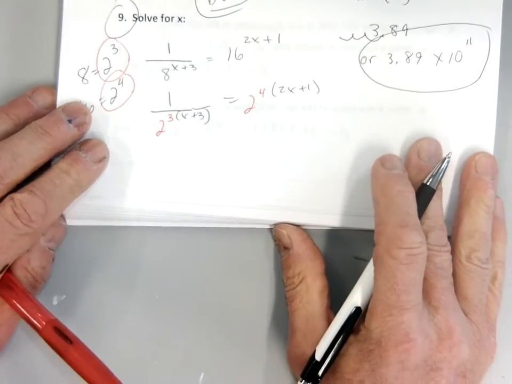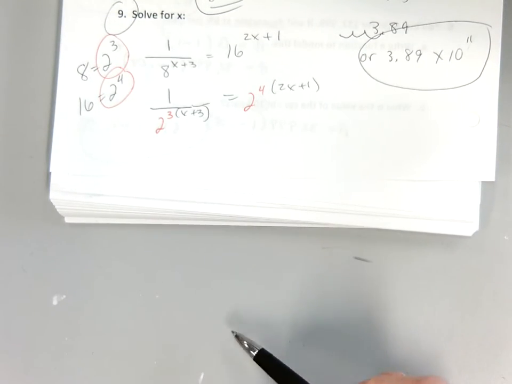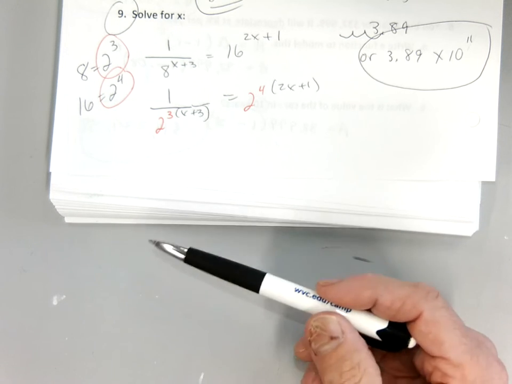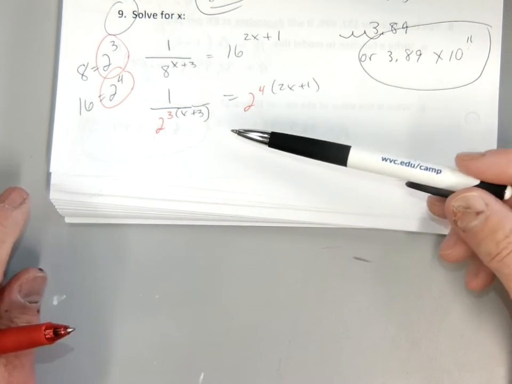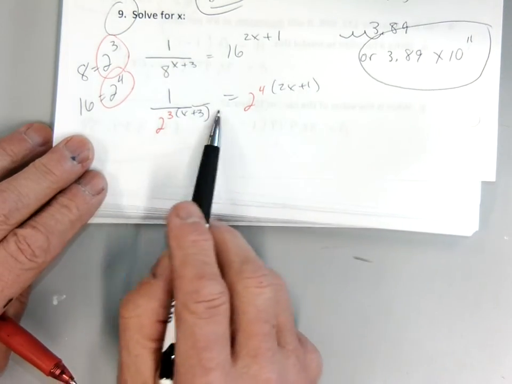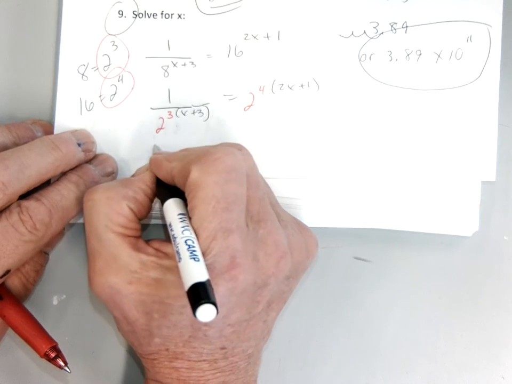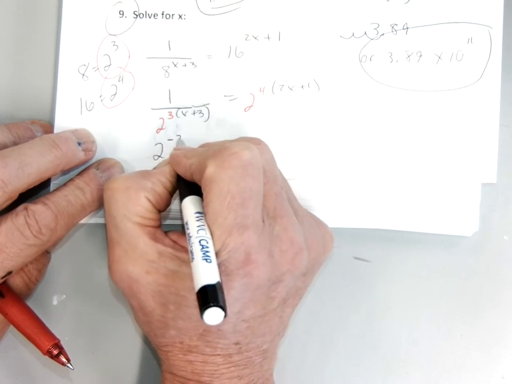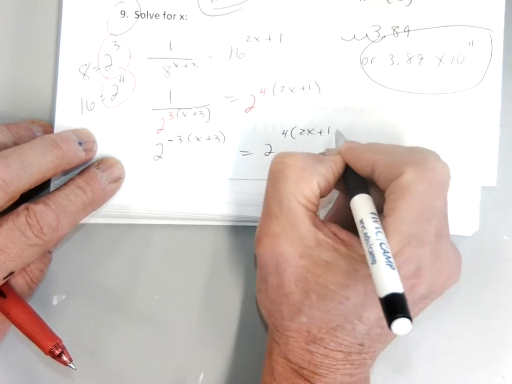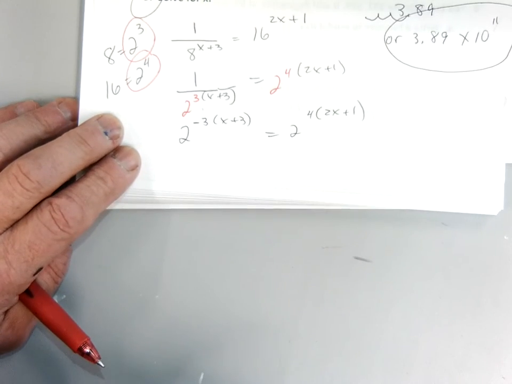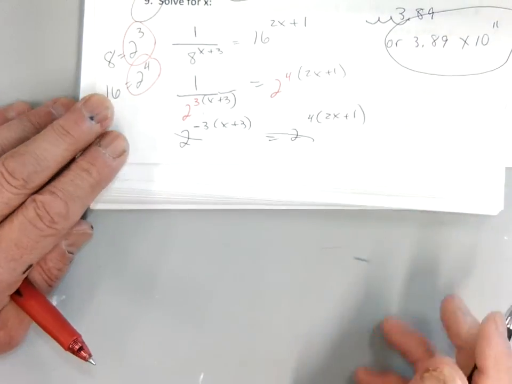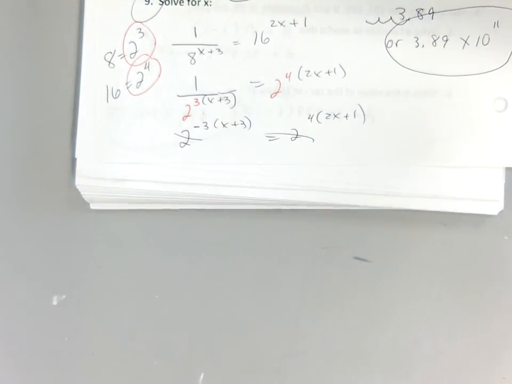Now here's the extra credit trick. Anybody know what to do? Just throw it out there. Anybody remember what to do? Whoa, smart girl. Remember, if we have negative exponents, it makes a fraction. So I'm going to write this as 2 to the negative 3 times x plus 3 equals 2 to the 4th times 2 to the 2x plus 1. That's the trick to the extra credit. Cancel, cancel, and then you guys can go from there. Nice job, Carla.